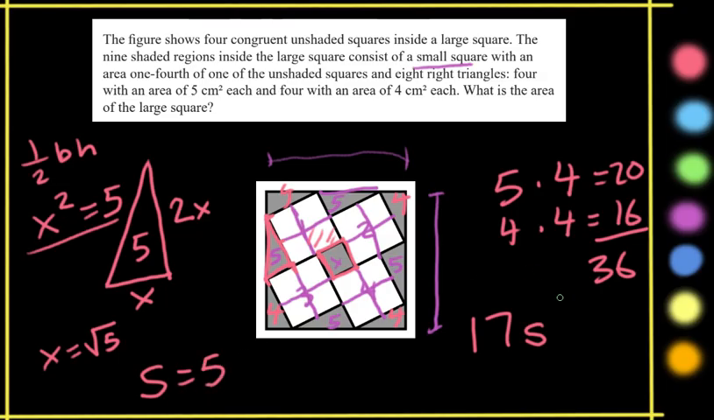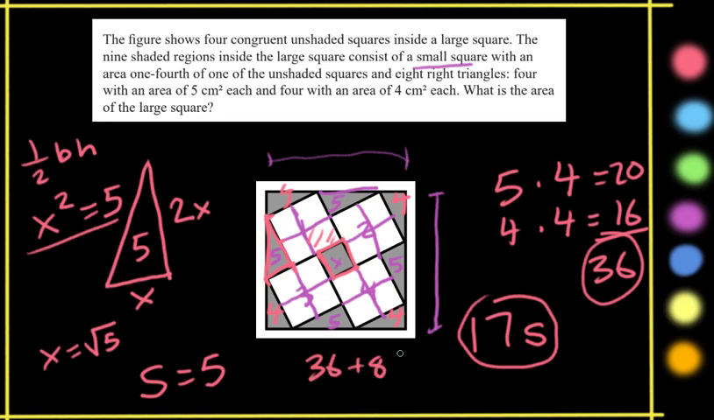Now we're almost done, because we know that the area of our big square is 36 plus 17S. So 17 times 5 is going to be, let's see, 85. So we've got 36 plus 85. What does that give us? 110 plus 11 is going to be equal to 121. So that's our final answer.